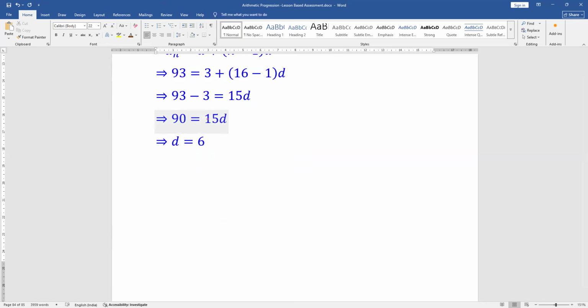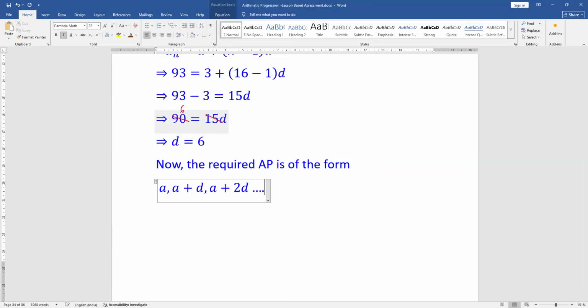See how it came, I am looking at the cancellation. 15 times 6, like that. Next, let us write what we know. Now the required AP is of the form what? a, a plus d, a plus 2d, dot, dot, dot.